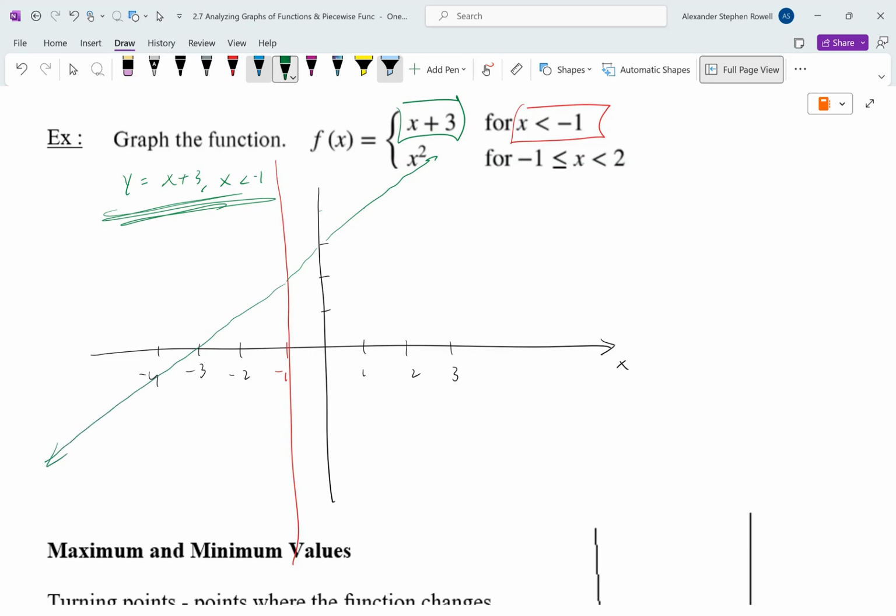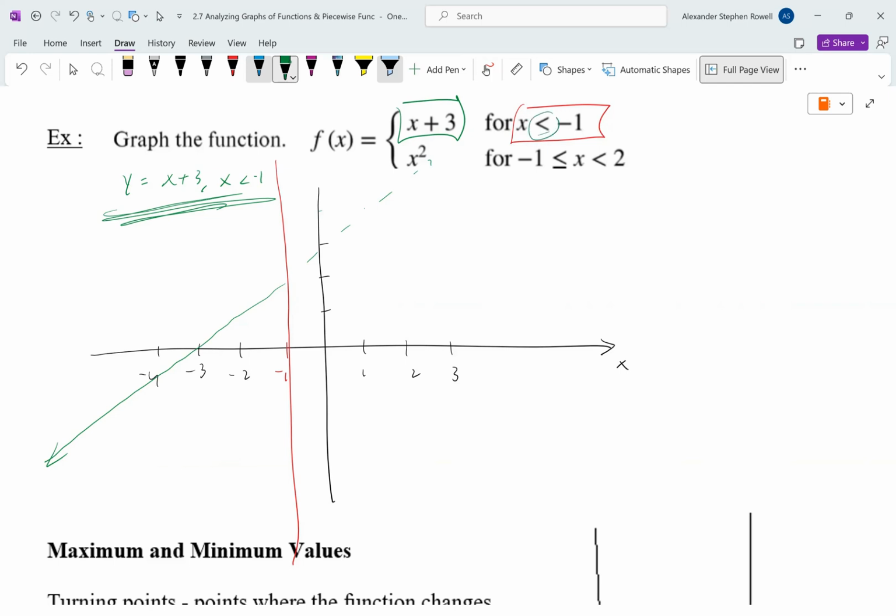I drew the line y equals x plus 3. But I only want it to exist to the left of x equals -1, so I need to erase it to the right. I'm going to erase it to the right of here. Maybe I'll just keep it as a dashed line so we see that it used to exist over there, but it doesn't. Last thing, on the red line, do I put a solid dot or an open dot?